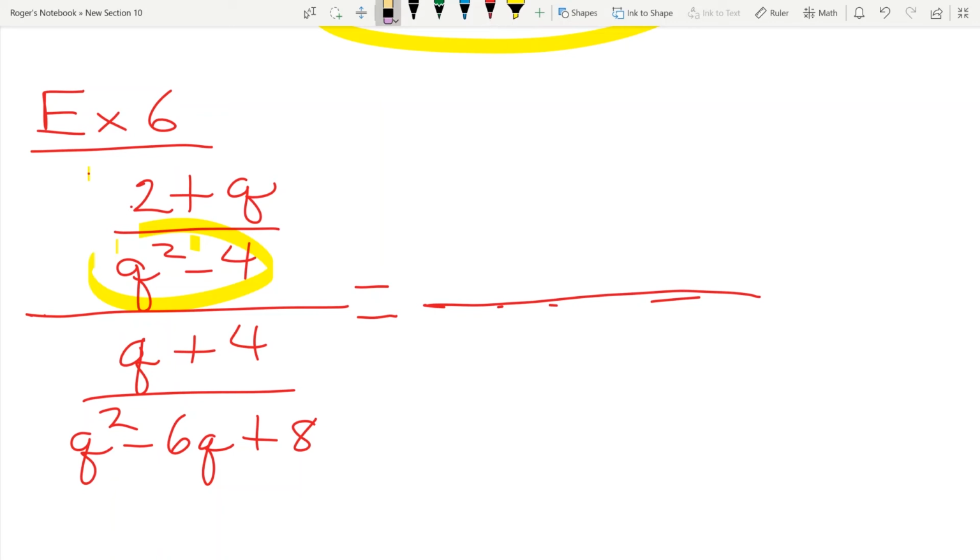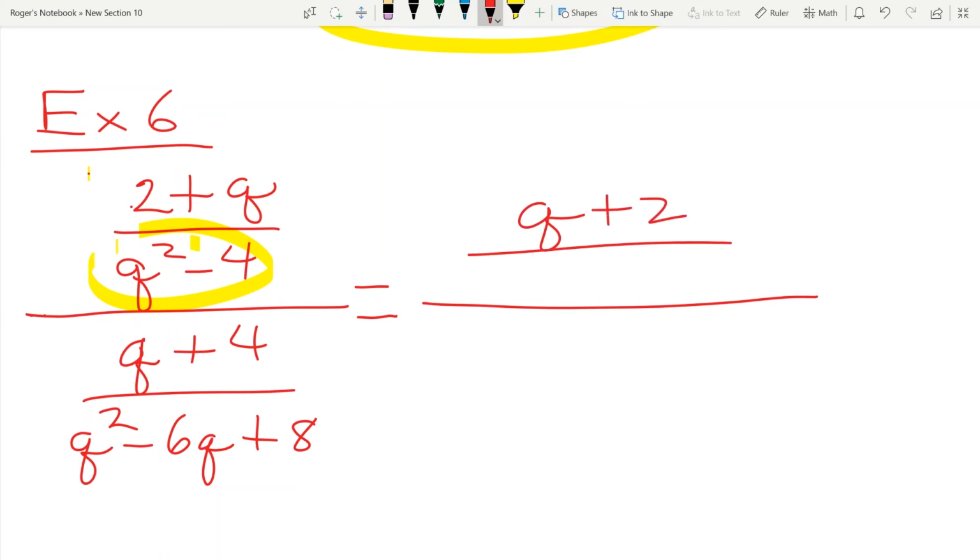Boy, this looks terrible. Let me clean this up a little bit. Get my pen to write. I need to clean my screen again. All right, so this is q plus 2 over this. Q plus 2 times q minus 2. Difference of 2 squares. A squared minus b squared is a plus b times a minus b. So this is q squared minus 2 squared, q plus 2 times q minus 2. In the denominator, q plus 4.